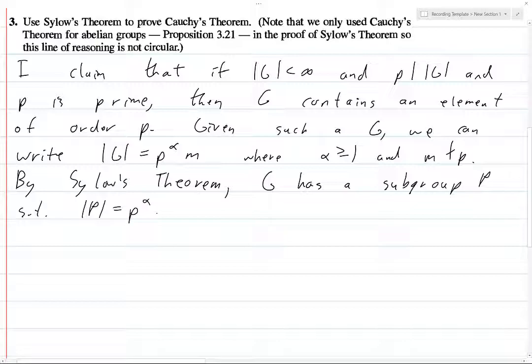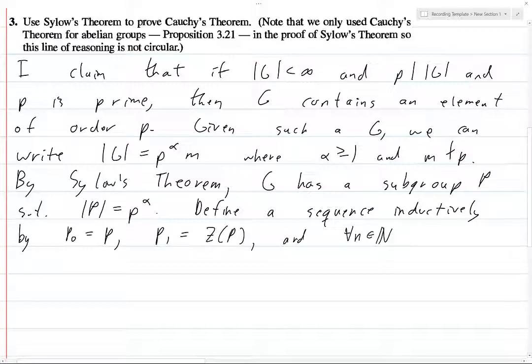Define a sequence inductively. So P_0 is going to be P, P_1 is going to be the center of P, and for all natural numbers n, P_n is going to be the center of P_{n-1}. Now when I say natural numbers, I mean 1, 2, 3, and so on. So I don't include 0 in the natural numbers. So of course we can't allow n to be 0 here.